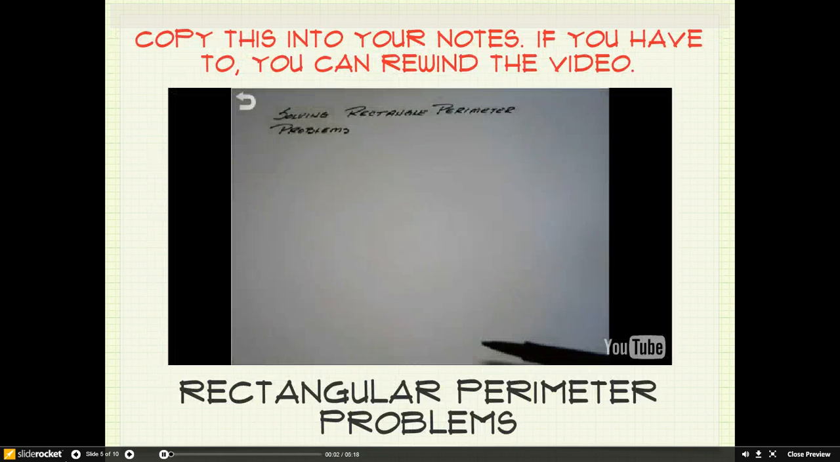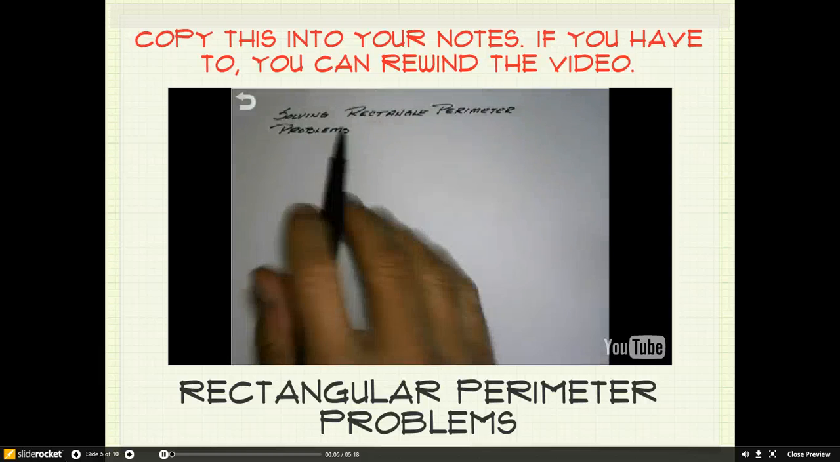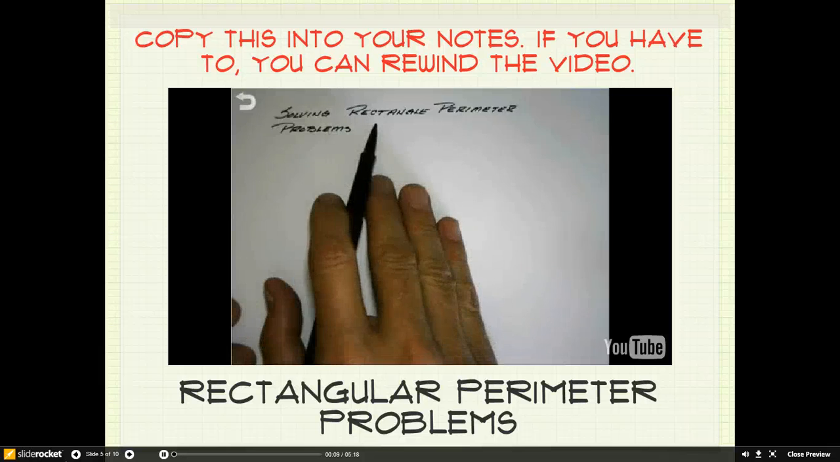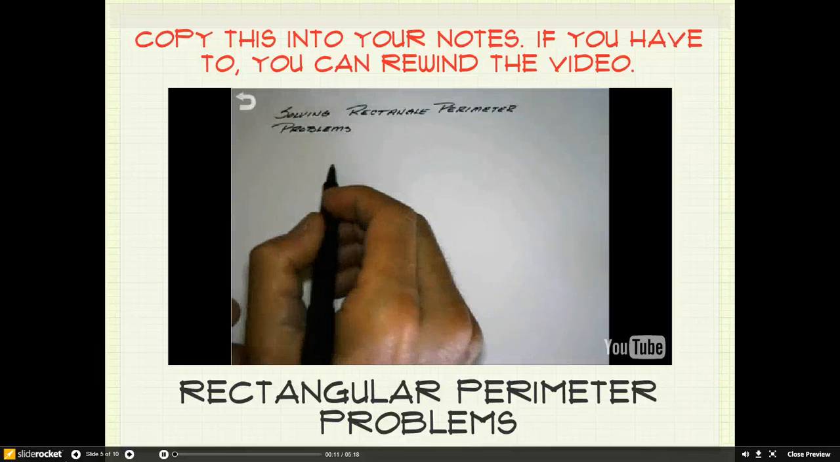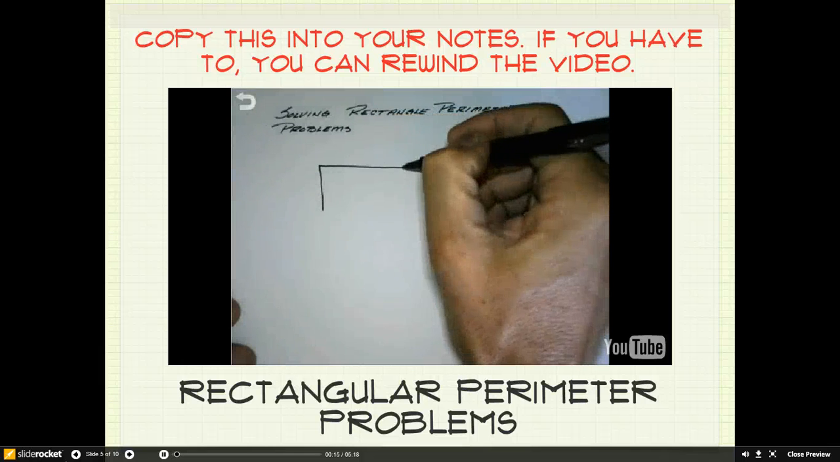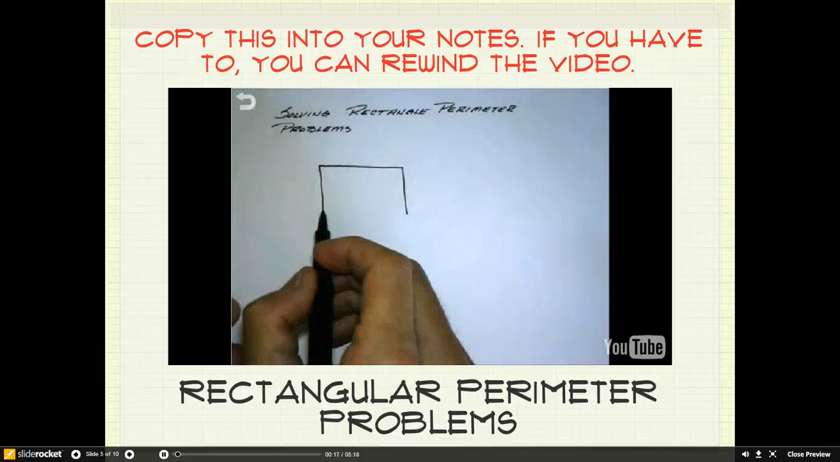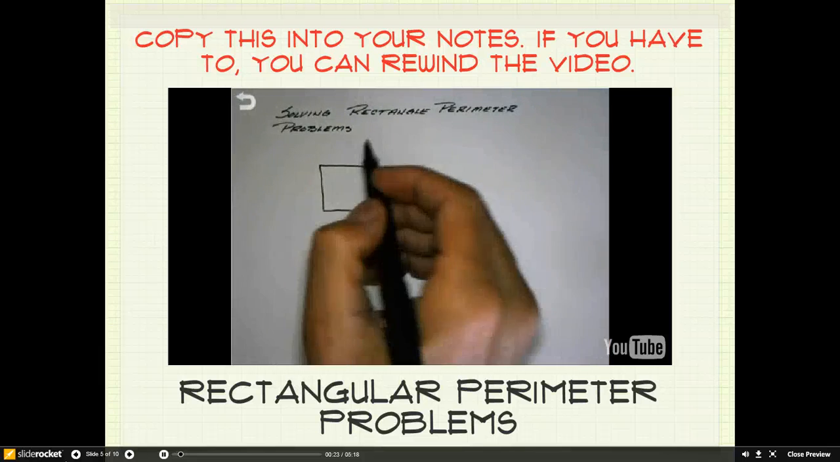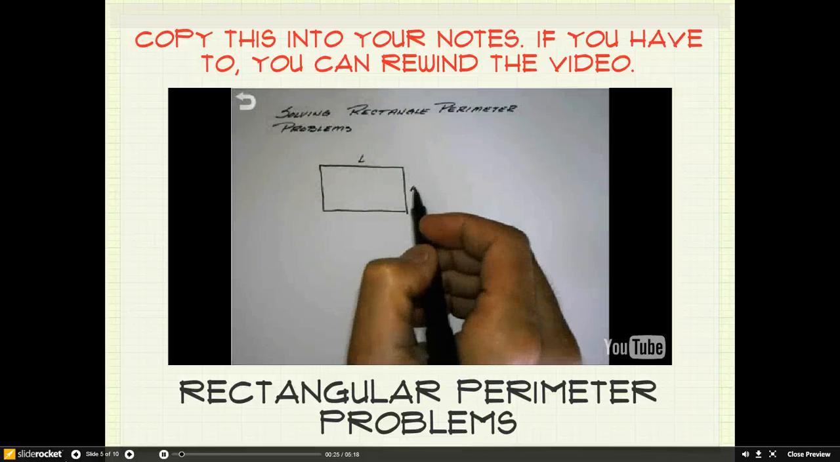Hi, in this set of problems we're going to be taking a look at solving rectangle perimeter problems. Now, as the name implies, we're going to be looking at rectangles. So let's draw a rectangle. Not bad for a freehand rectangle. And we know that a rectangle is made up of two parts. You've got your length and your width.